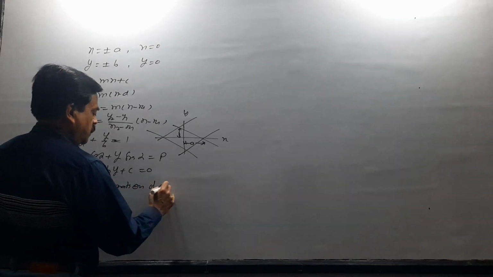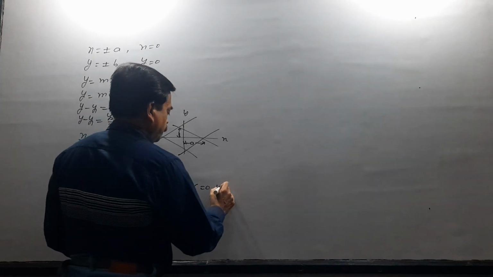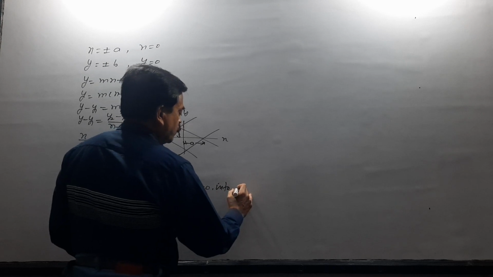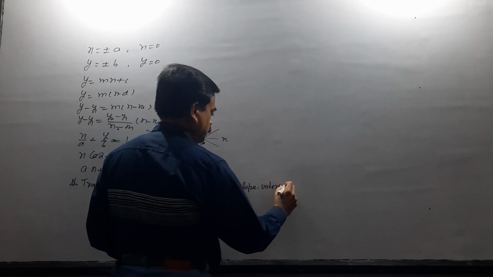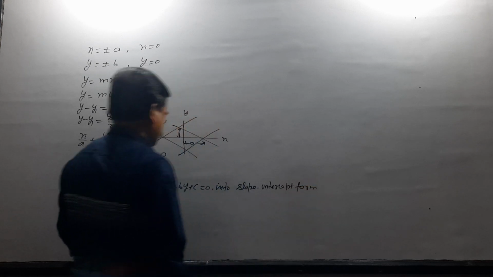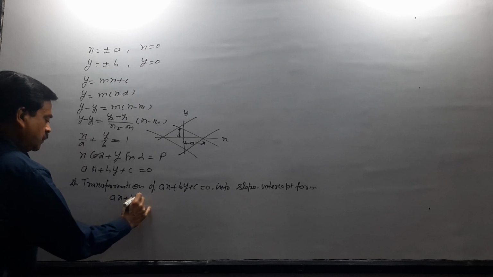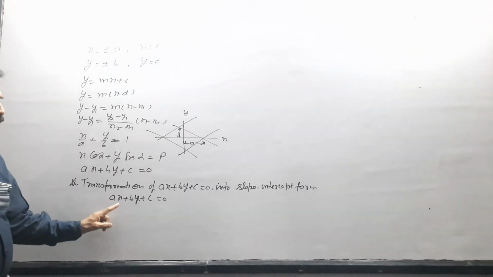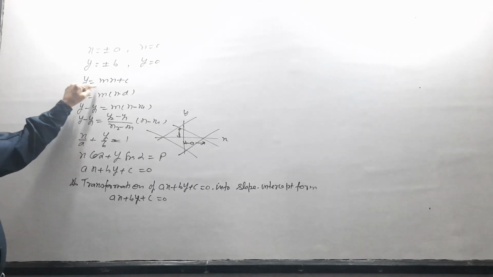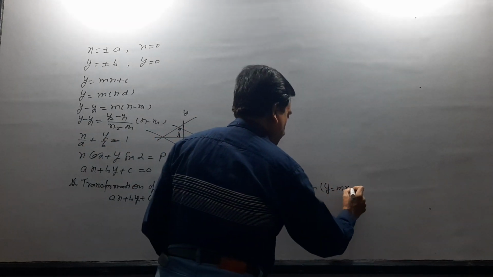Transformation of ax plus by plus c is equal to 0, the general equation of a straight line, into slope intercept form. ax plus by plus c is equal to 0 is the general form of a straight line, and we have to convert it into slope intercept form, meaning y is equal to mx plus c.